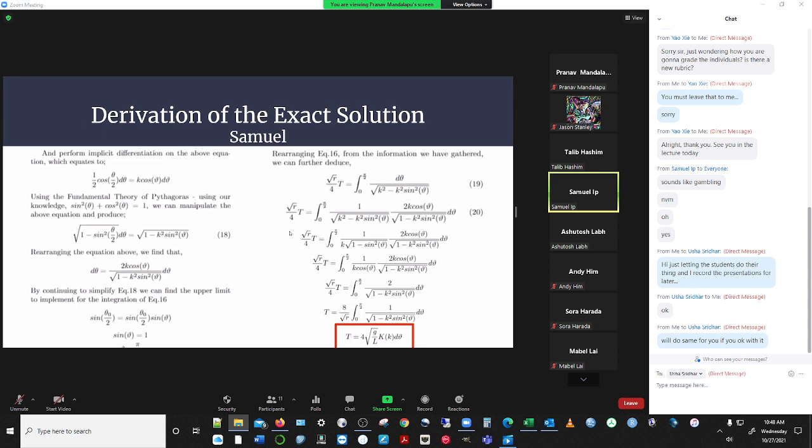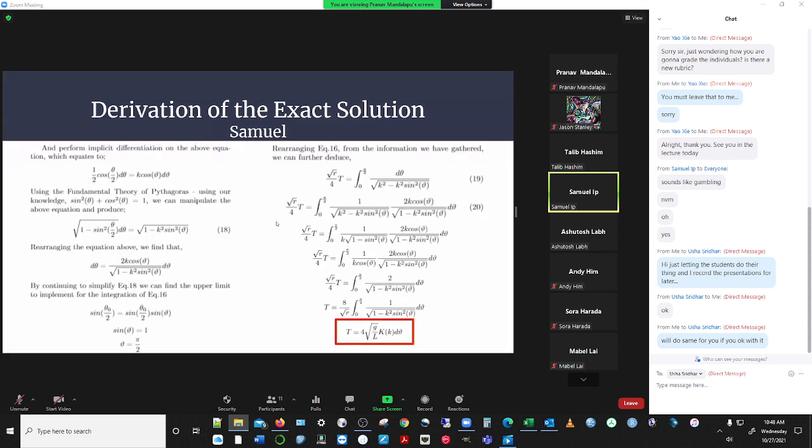Sorry, I was muted. So by implicit differentiation of the function above, we get half cos theta over 2 d theta, which equals k cos var theta d var theta.